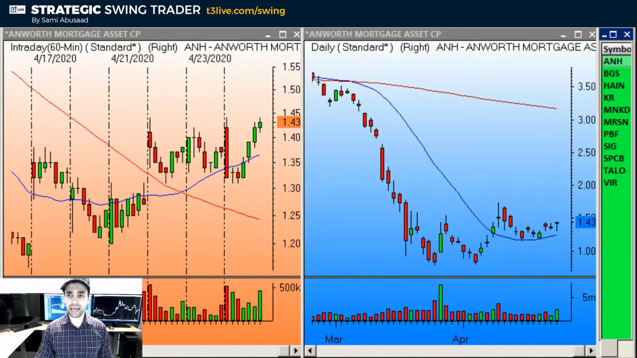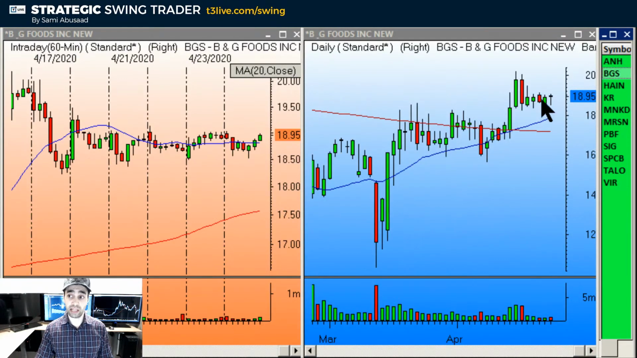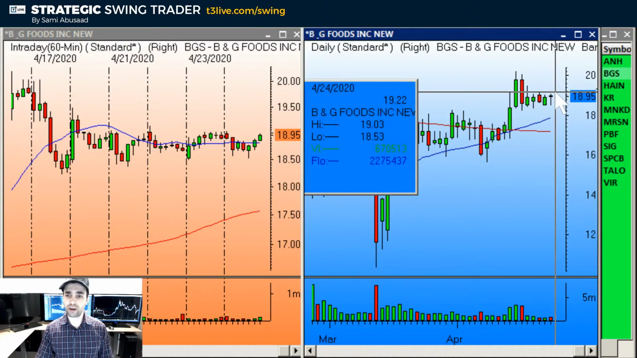So ANH is a real estate stock. Most of the real estate stocks, mortgage real estate stocks, are doing terrible. But ANH looks the best. Over the base, long, stop under it, target 1, probably the real target is more like up here. So I like this higher. BGS, daily breakout. Again, I don't know what it is, but B&G Foods, must be food related. So I do like it higher over the base, stop under the base.